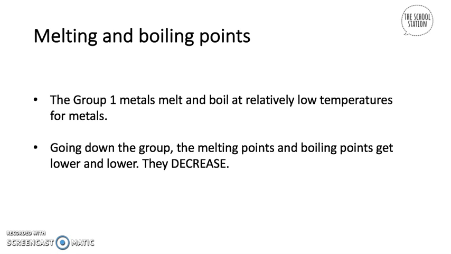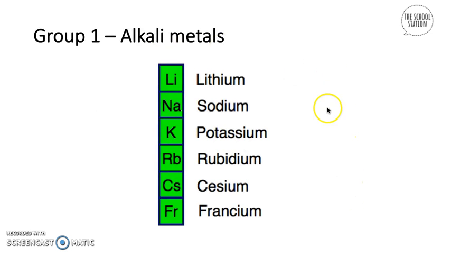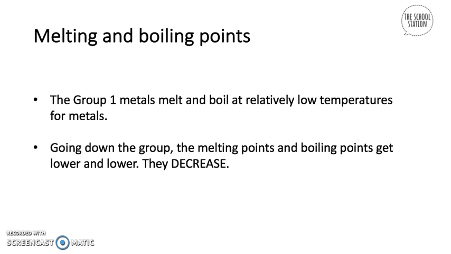And the second point that I want to make is that going down the group, the melting points and boiling points get lower and lower, they decrease. So again, this is something you'll have to memorize. Just like reactivity increases going down the group, you also have to remember that going down the group, the melting points and the boiling points get lower and lower. So lithium has the highest melting and boiling point, and francium has the lowest melting and boiling point. So that is again something you will have to remember for the exam.